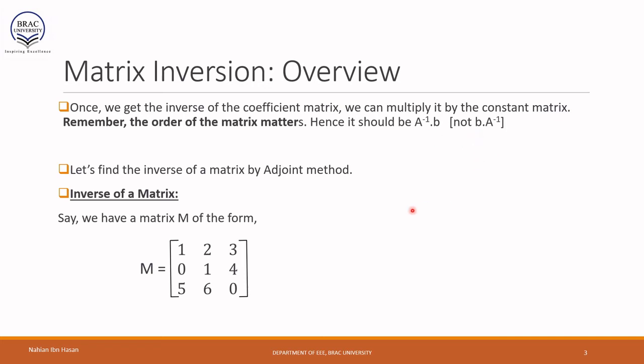So let's find the inverse of a matrix through the adjoint method. I guess you already know the method to find the inverse of a matrix, but this is just a simple overview of that method. So let's say we have a matrix M which is denoted as this. It's a 3 by 3 square matrix.